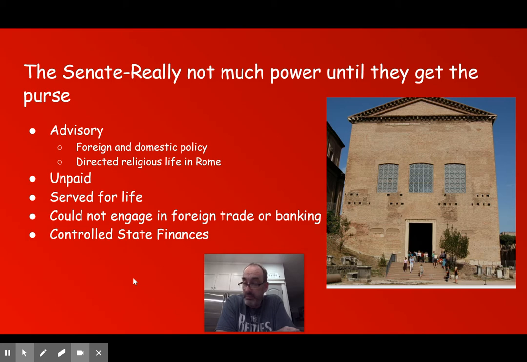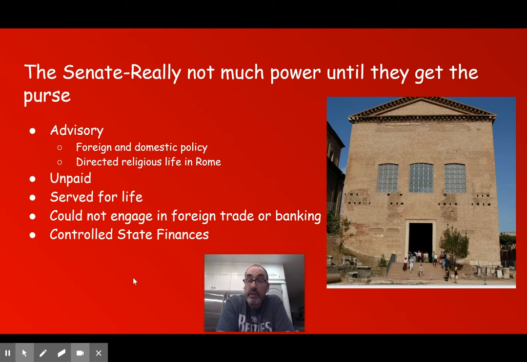It was not a way to make money. Senators would make money, but not through the official office. I already hinted to you a little bit that senators would often have slaves who would open businesses for them, and they would have the slave earn the money, and the senator would profit from that slave. Now, they served for life. They couldn't engage in foreign trade or banking, so they were very limited in how they could operate.